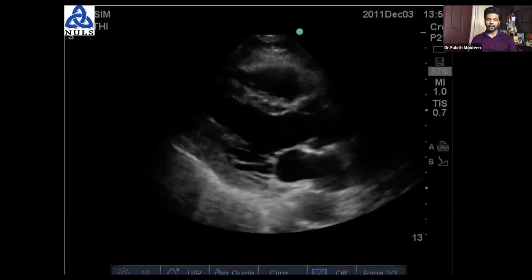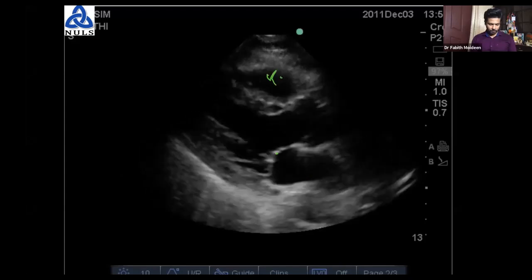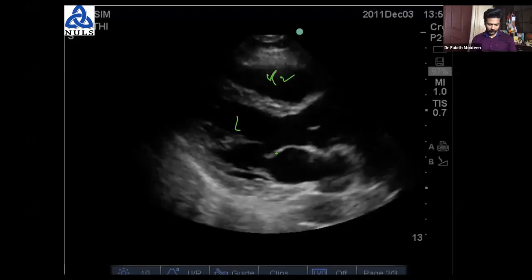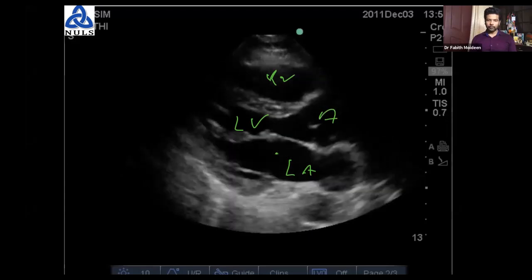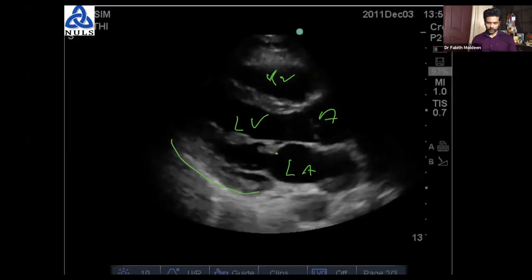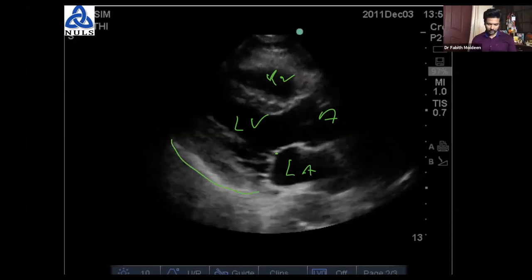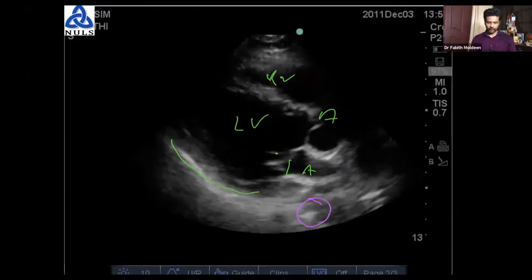So this is what you want to see. One more time: RV, LV, LA, aorta. Okay, clear? Now one important structure you want to see is the pericardium. One important structure you want to know here is a descending aorta sitting there. This is also important, I'll tell you why.